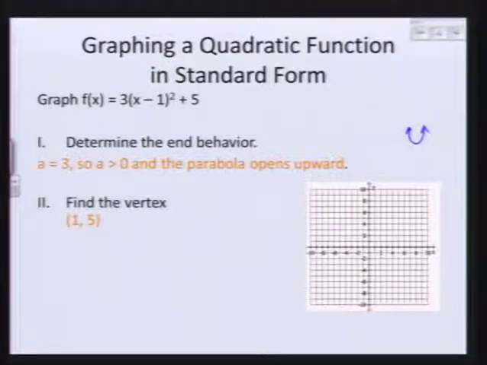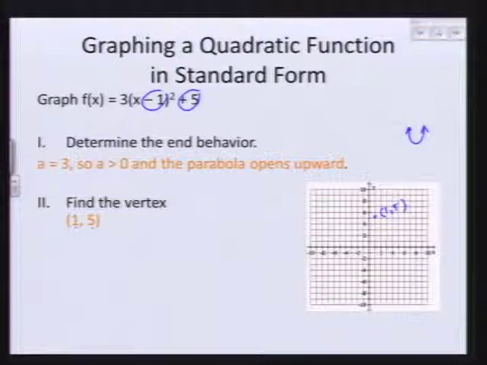All right, next we're going to find the vertex. Again, we're going to come up here and look at the vertex. We see that this is a -1, so h is going to be 1, so we get 1 for the x value, and then +5, so we get +5 for the k value. So we know we have the vertex of (1, 5). We're going to go over 1 and up 5, and there's our vertex right there at (1, 5).